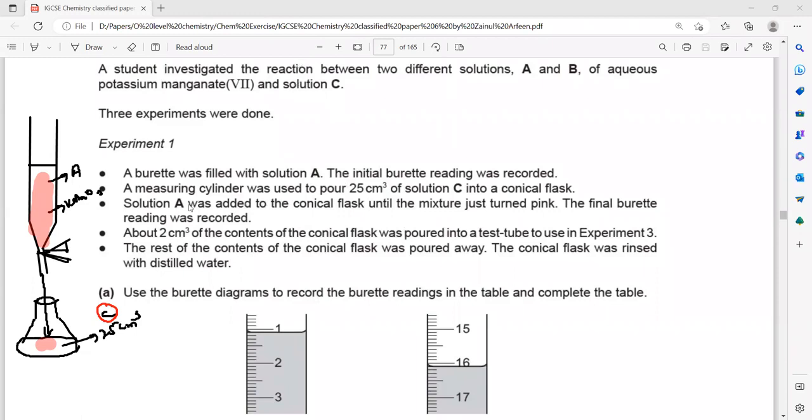So what we did, solution A was added into the conical flask until the mixture turned pink. The final burette reading was recorded, and about 2 cm cube of the content in the conical flask was poured into a test tube to be used in experiment 3. So we took out a very small portion, 2 cm cube, and we did experiment 3. The rest of the content in the conical flask was poured away, and the conical flask was rinsed with water.